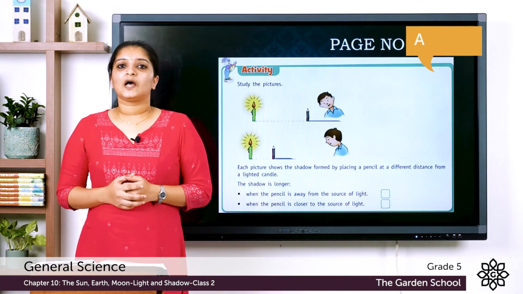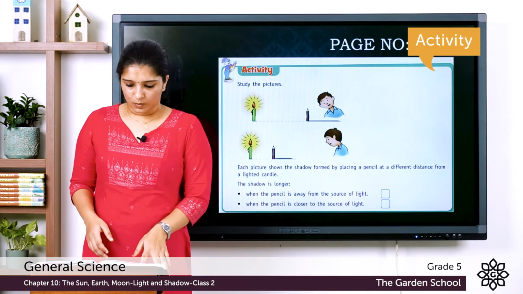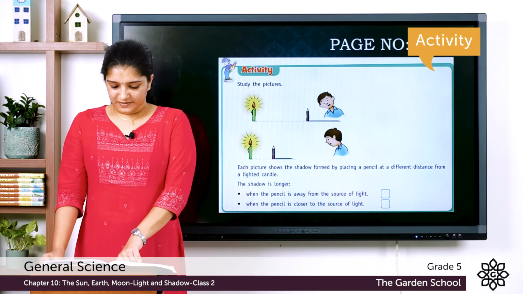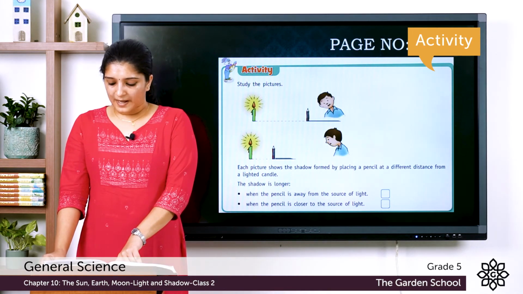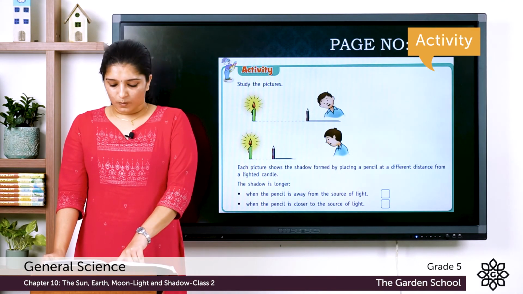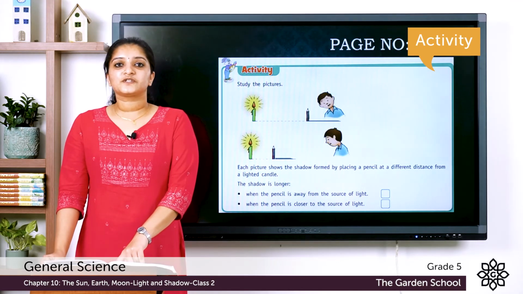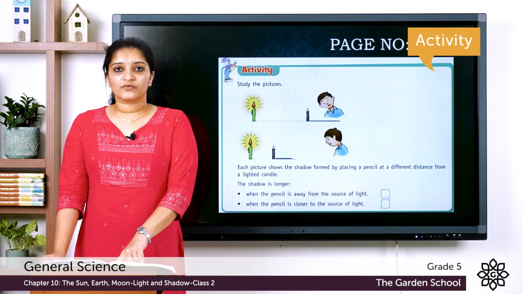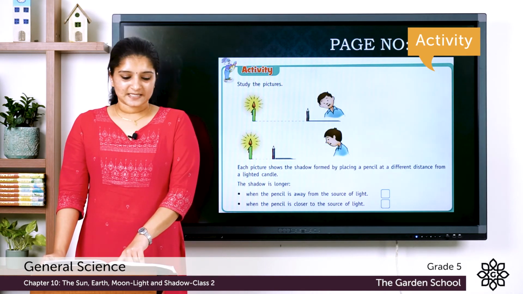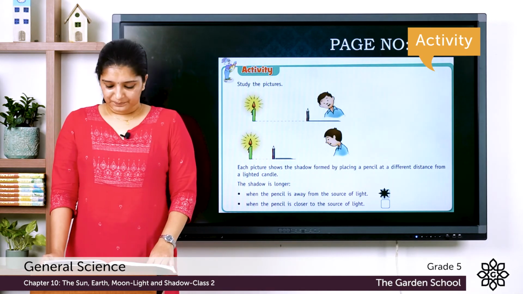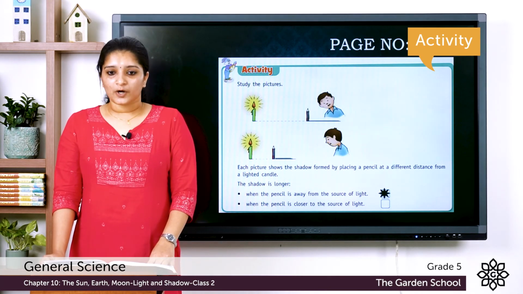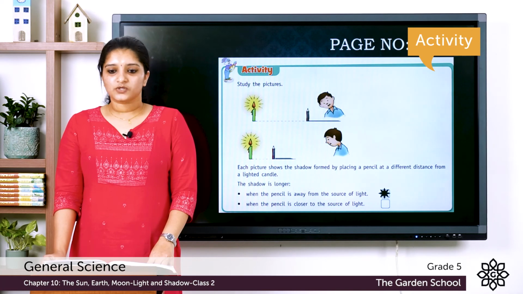Now let's do an activity on page number 131. There, two images are given and you have to answer a question. In the activity, each picture shows the shadow formed by placing a pencil at a different distance from a lighted candle. You have to choose the option when the shadow is longer. The first option is when the pencil is away from the source of light, and the second option is when the pencil is closer to the source of light. The answer is option A, when the pencil is away from the source of light. So by comparing the two situations, the shadow is longer when the pencil is away from the source of light.